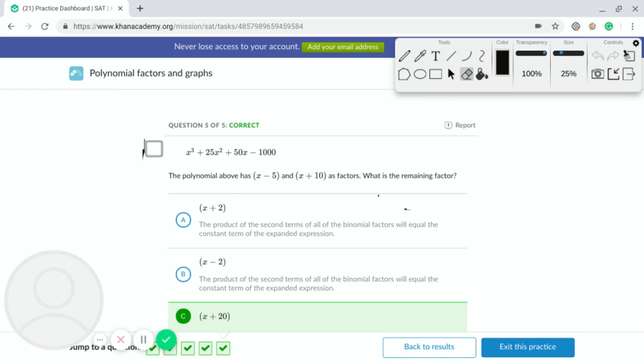Get out. Get out. And the polynomial above has x minus 5 and x plus 10 as factors. What is the remaining factor?